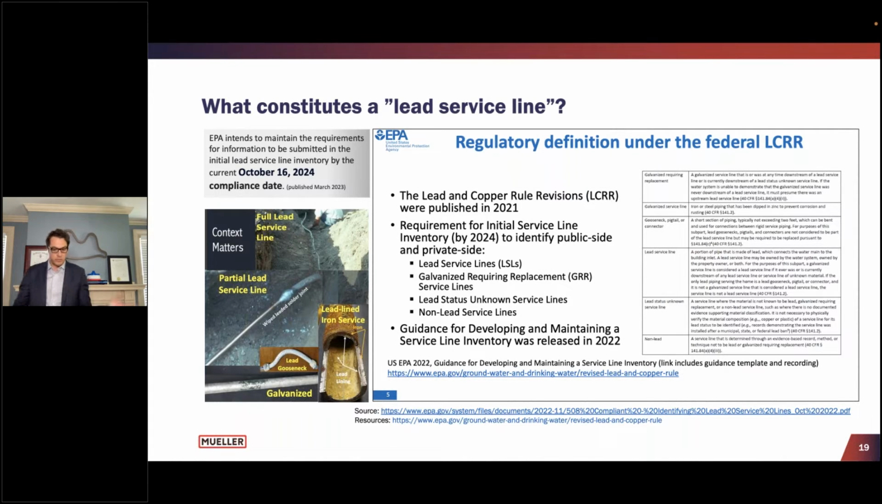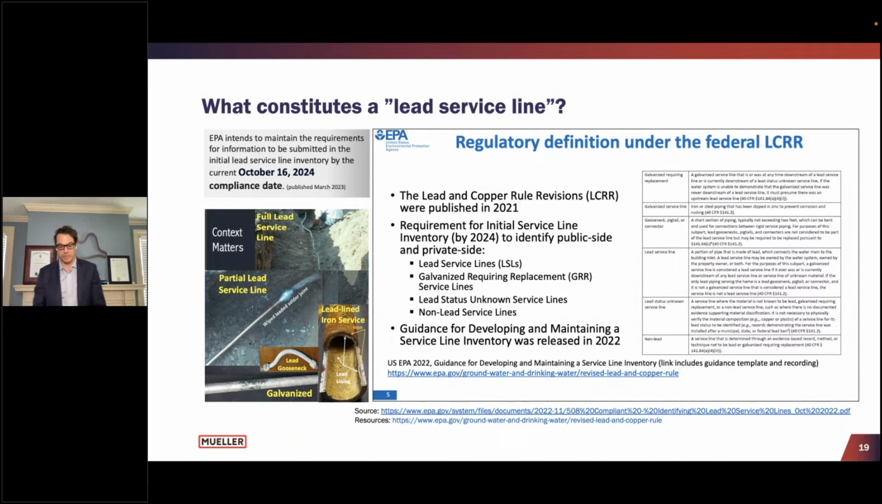That shouldn't be news to anybody. I think we've all seen that coming for a while now. But to level set on definitions and just what this all means, I think it's important because there's a lot of different types of fittings and pipes that are involved here. We've got lead pipe as obviously what we're trying to find and pull out of the system.